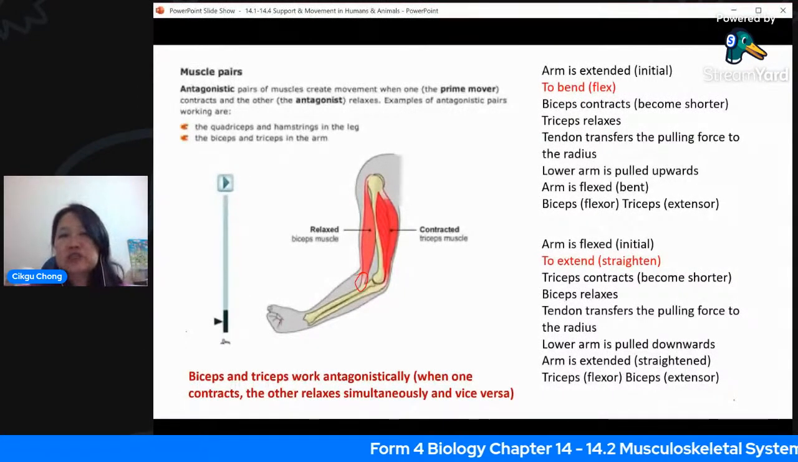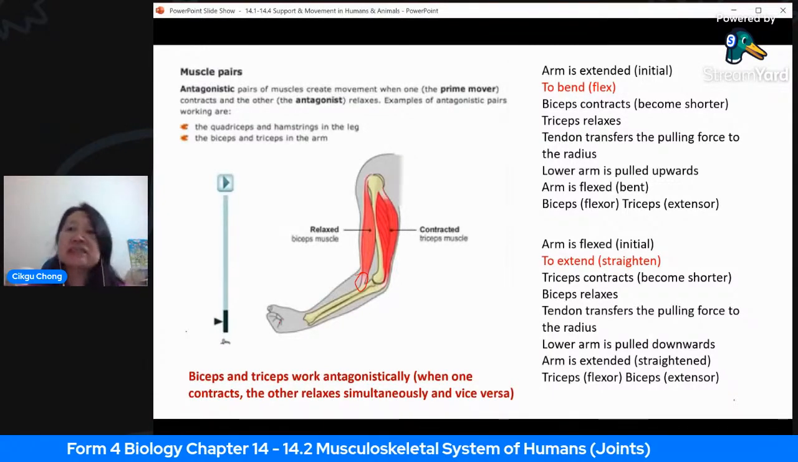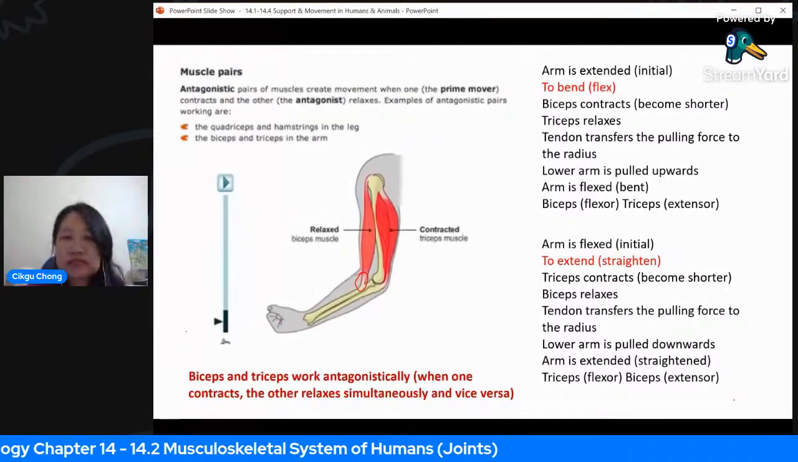Vice versa means they change position. When this one contracts, this one relaxes. Now when this one relaxes, the other one will contract. That means the opposite, vice versa.